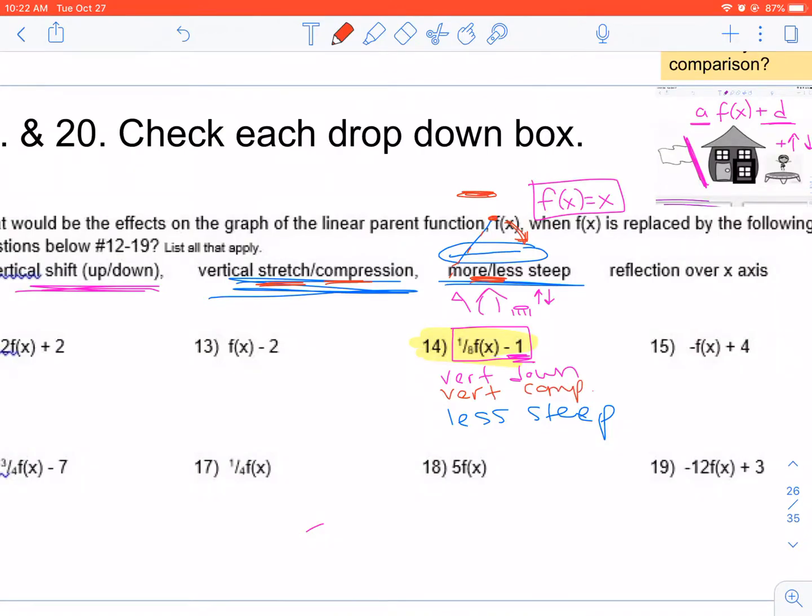And then the last one is talking about, is it a reflection over the axis? For that, we're actually looking for a number out in the very front, a negative number. And so here, is it a negative? And no, it's not. So there is no reflection. So we are looking for a negative out front to make it reflect.